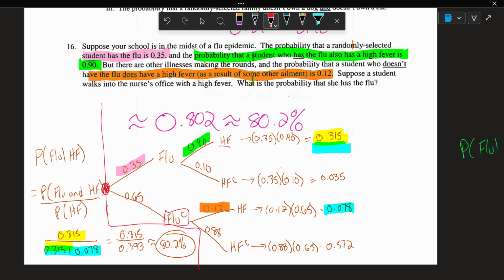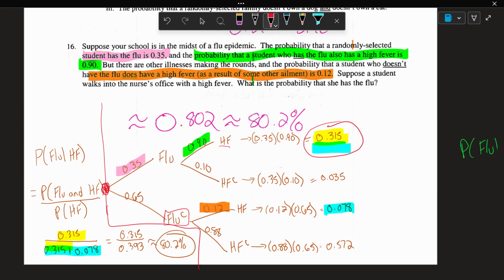So the one that we care about is the high fever. We want the probability of the flu given that we have a high fever. So using our conditional probability formula, it's the probability of flu and high fever over the probability of high fever. Well, flu and high fever is that number there, 0.35 chance we get the flu times the probability that, if we have the flu, we get the high fever. So that's our flu and high fever.